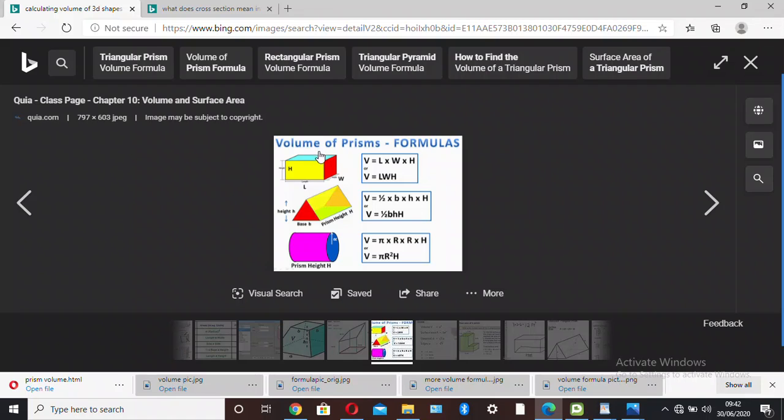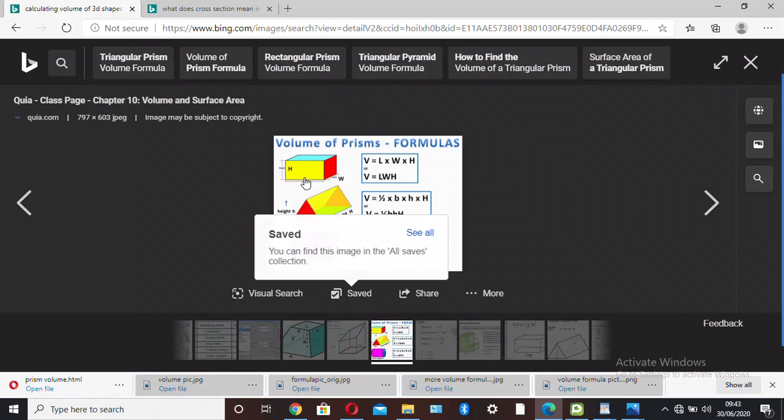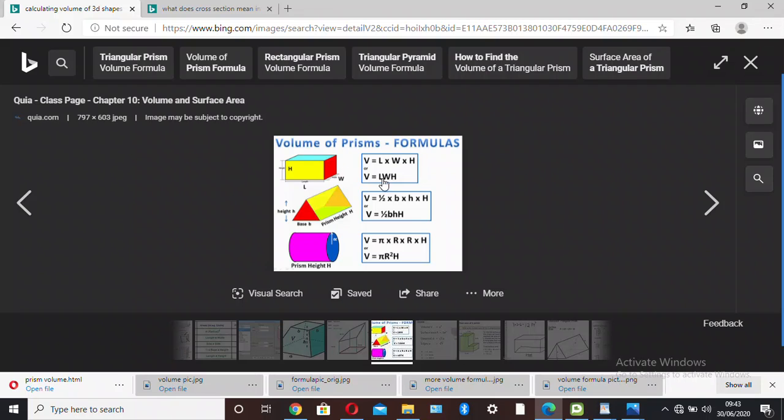So what's the formula if you are given this type of question? If, like we have in the assignment, you are given this type of prism and you want to find your volume, it is length times width times height. This is your length, this is your width here, and then here is your height. So you just multiply your length times width times height. That is the volume for a rectangular prism.